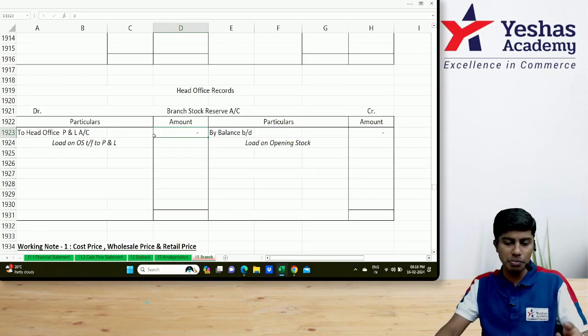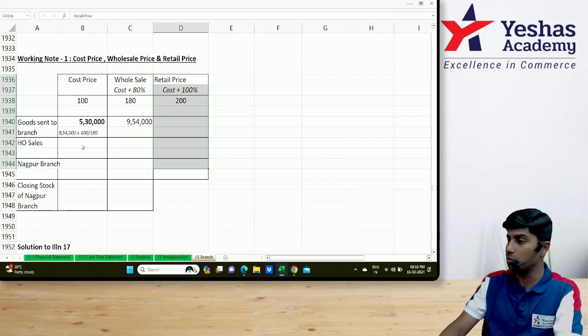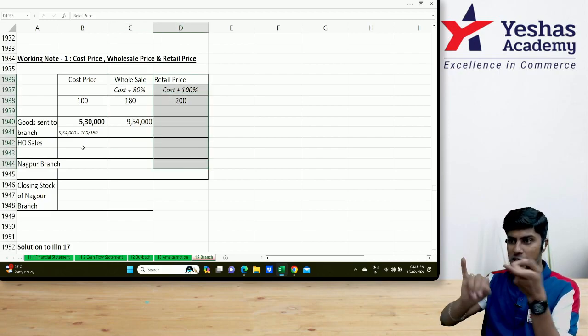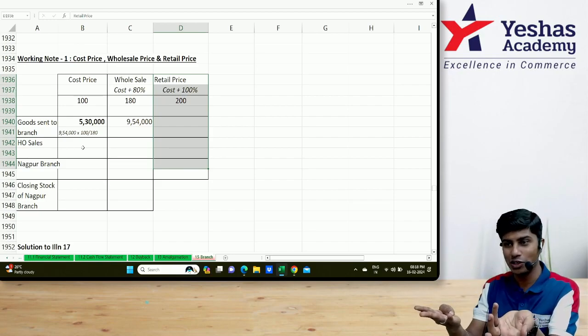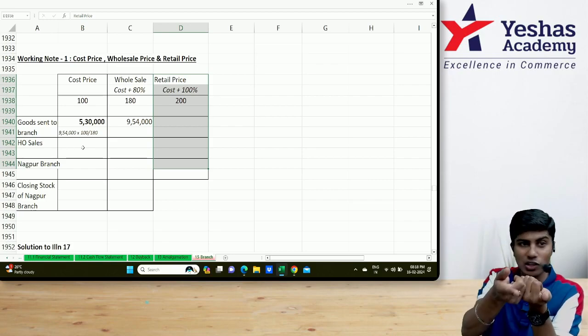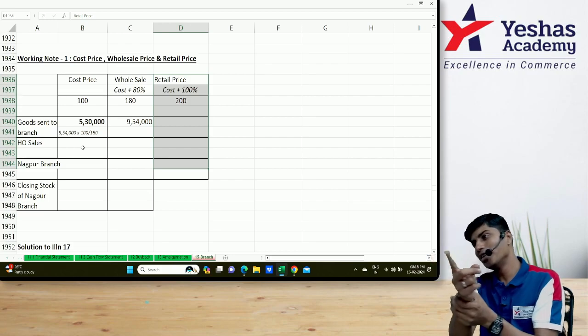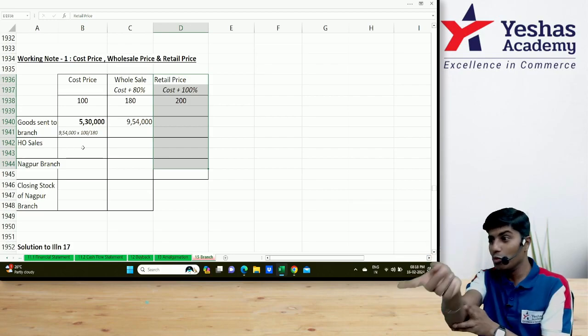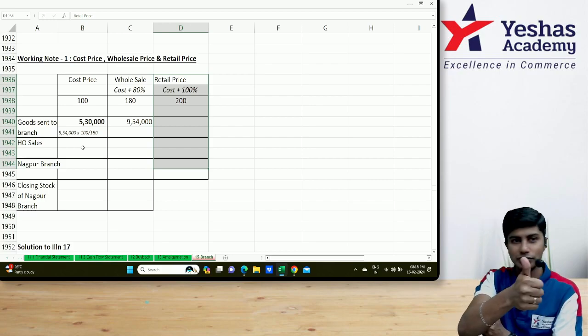How do we do it? Very simple. This working note is our savior. We know sales. We'll write sales at wholesale price or retail price and bring it to cost price. Opening stock plus purchases or goods sent to branch minus cost of sales will be closing stock. If you write everything at cost, you'll get closing stock. Find the closing stock using this table and then put it to trading account. At wholesale price, remove load on that in stock reserve, put it to branch, put it to head office P&L.